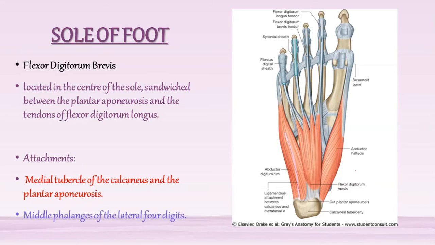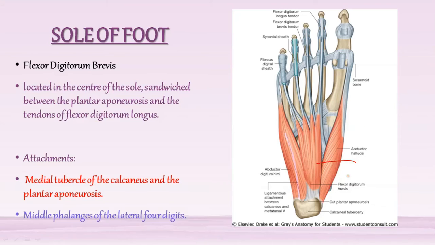The second muscle of the first layer is flexor digitorum brevis. This is the flexor digitorum brevis. It is located in the center of the sole, sandwiched between the plantar aponeurosis and the tendon of the flexor digitorum longus.